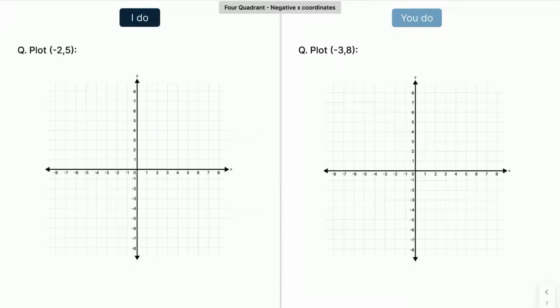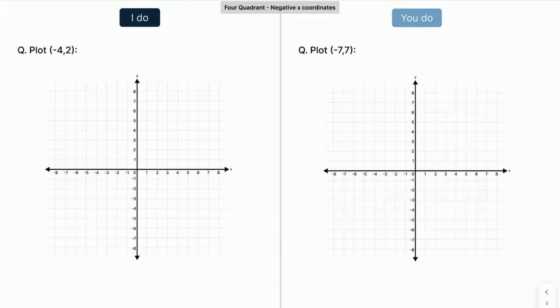With the next one, we now have a negative x. With the negative x, if you look at the x-axis, the negatives are on this side. So we're going to go along the corridor till -2, and we're going to go up the stairs to 5. And again, hopefully you've pressed pause and had a go at this. So x is -3, which is right there, and we're going to go up the stairs till 8, which is right there.